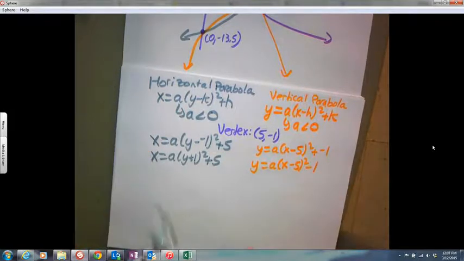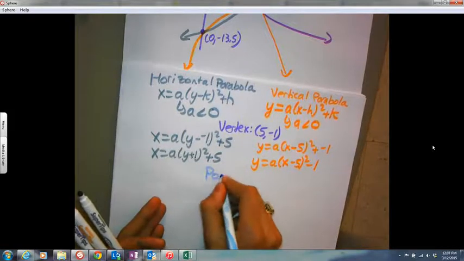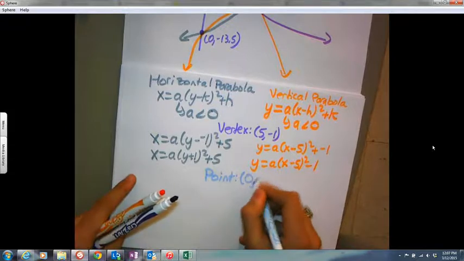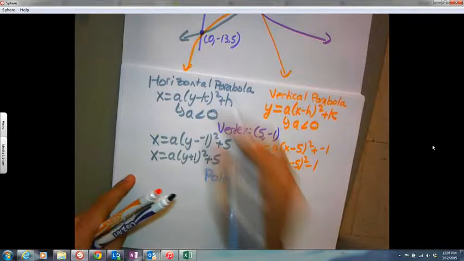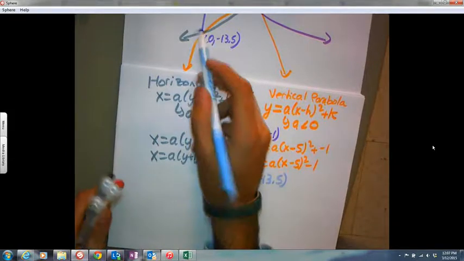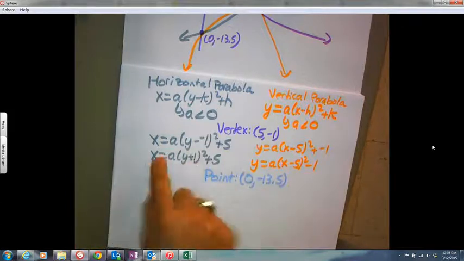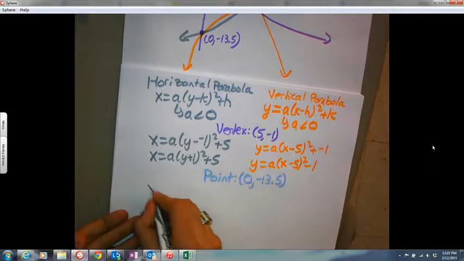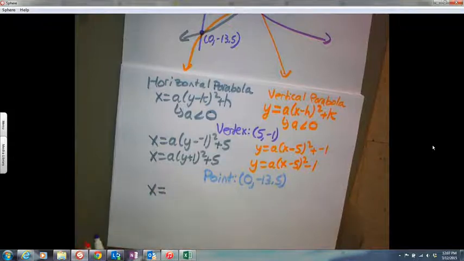Alright. Now, regardless of which one is correct, they both have the point (0, -13.5). They both went through this y-intercept. So let's plug the point into both equations. Instead of using x, I'll use 0.